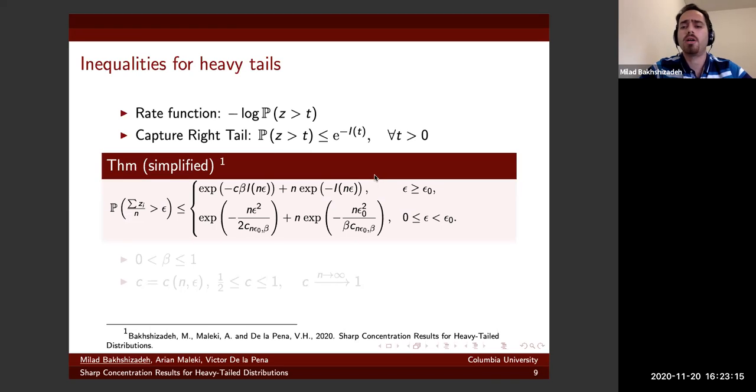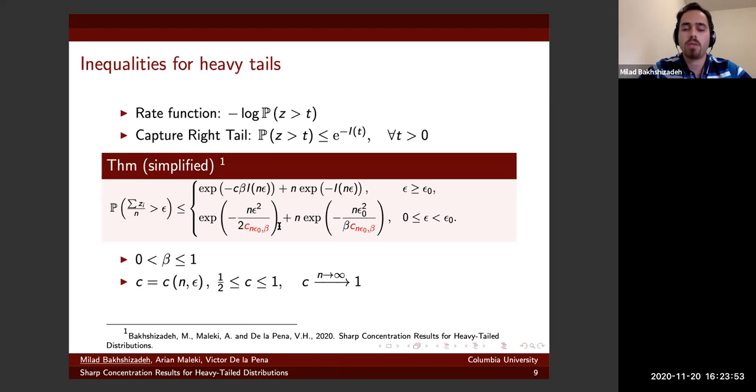Similar to the subexponential class, we proved there are two regions for large deviations. When epsilon is larger than some specific amount epsilon 0, we have a tail which is characterized by the tail capturing function as the following. And for small epsilons, we see something similar to the Gaussian. In this display, C and beta eventually tend to 1. They are bounded constants between 0 and 1, and for now, you can assume these two are 1 when n is really large.